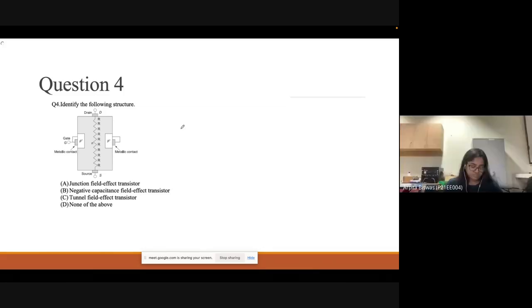Any of it? Srikant, please unmute yourself. At least try to give the answer. Okay. So the right option is the first one, the junction field effect transistor.